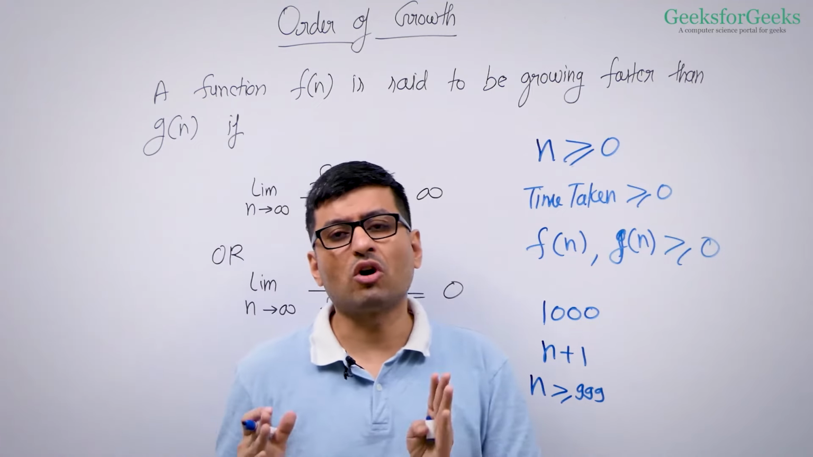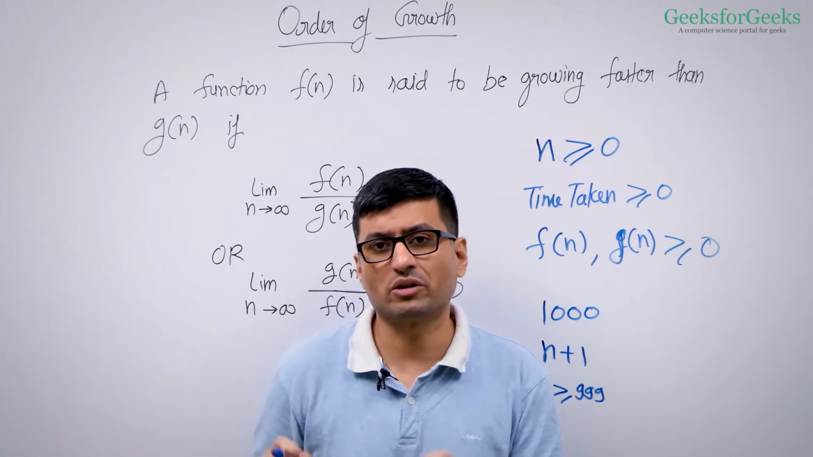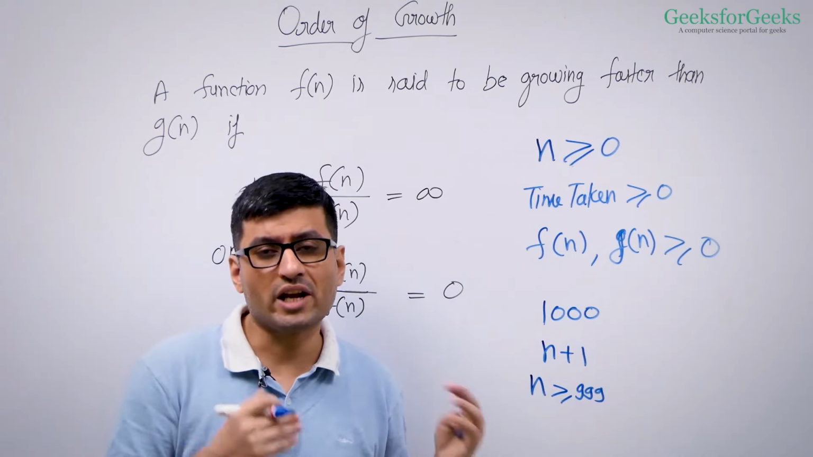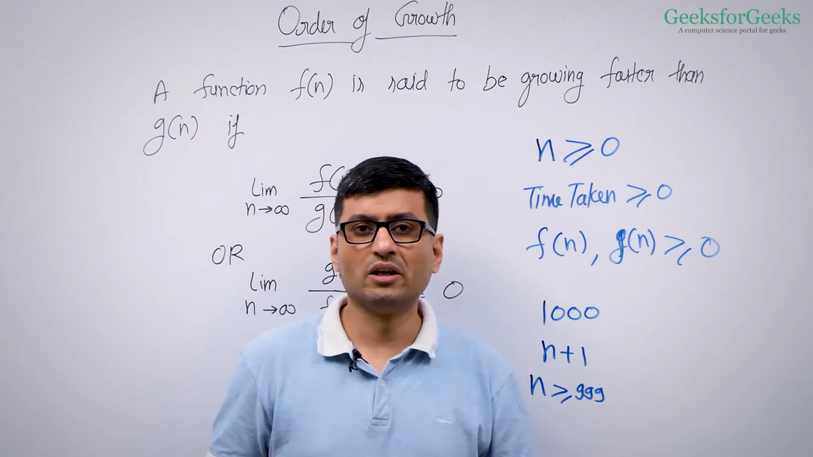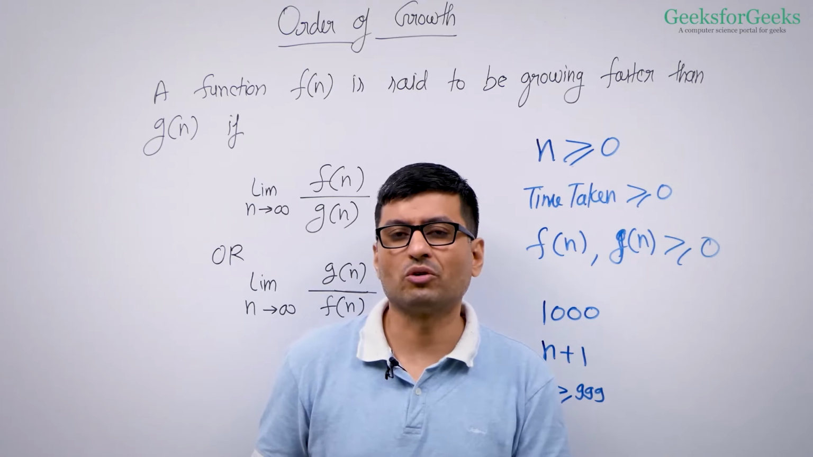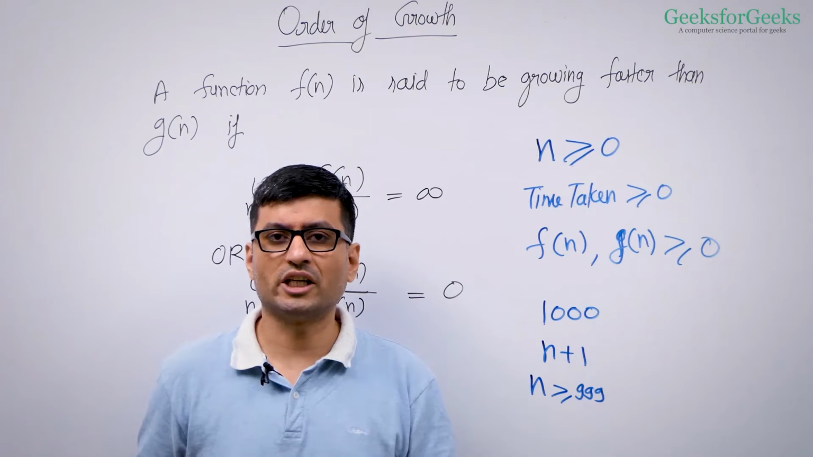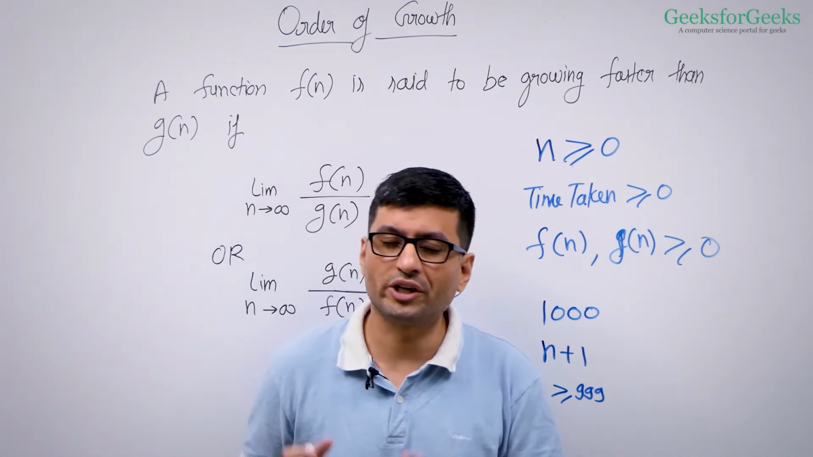We always talk about the limit n tends to infinity. However, practically, it might never reach that limit. It might never reach that high a value as 999. But that's what we talk about. We talk about only large input sizes in this theoretical analysis. That's what everybody does when we analyze algorithms theoretically.